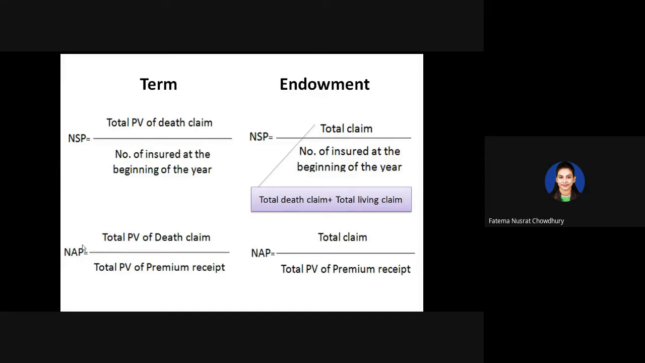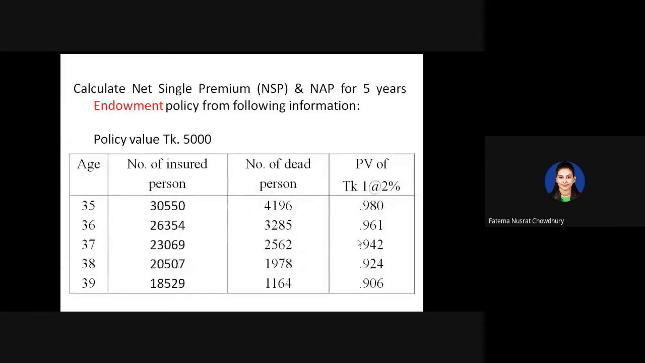If we check the formula for NAP, the lower part is almost the same for both options, but the upper part is again the death claim for term life insurance and the total claim for endowment. Let's look at that. First, initially we will start with the endowment math. Here the policy value is 5000 taka and the math is for 5 years.